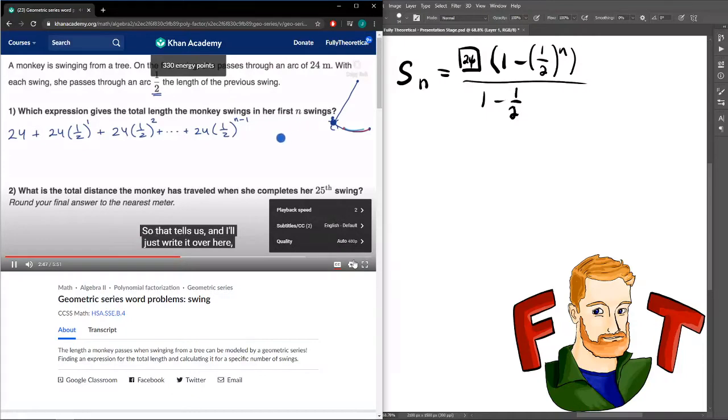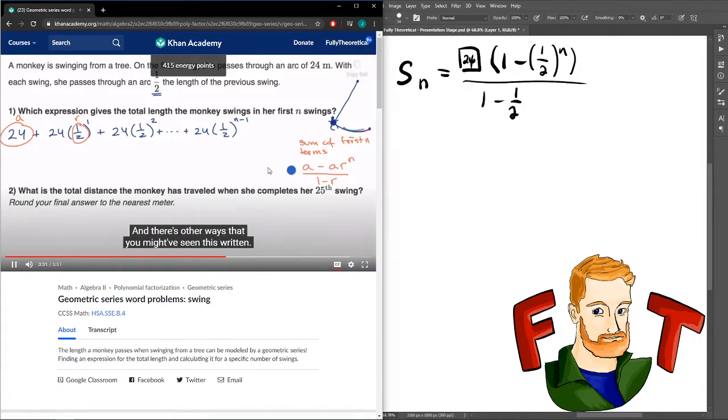So that tells us, I'll just write it over here, the sum of the first n terms is a, where a is the first term, so that's going to be our 24 in this situation, minus a times our common ratio. I already said that our common ratio is 1/2, to the nth power. So one way I like to remember it is our first term minus the first term that we didn't include, or minus what would have been the term right after this, all of that over 1 minus our common ratio.